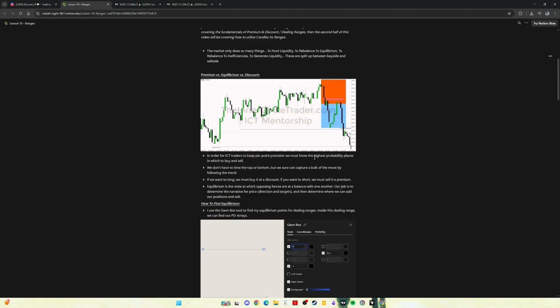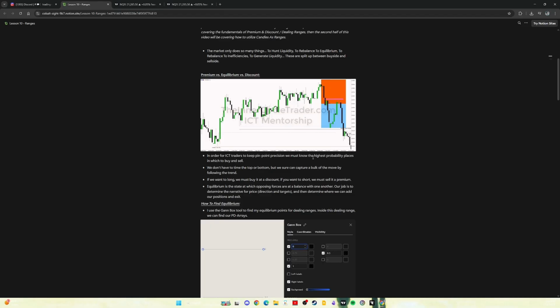So in order for ICT traders to keep pinpoint precision, like I just talked about, we have to know the highest probability places in which to buy and sell. We want to buy in a discount and we want to sell in a premium. Like I said, we don't have to time the top or bottom, but we sure can capture a bulk of the move by simply following the trend.